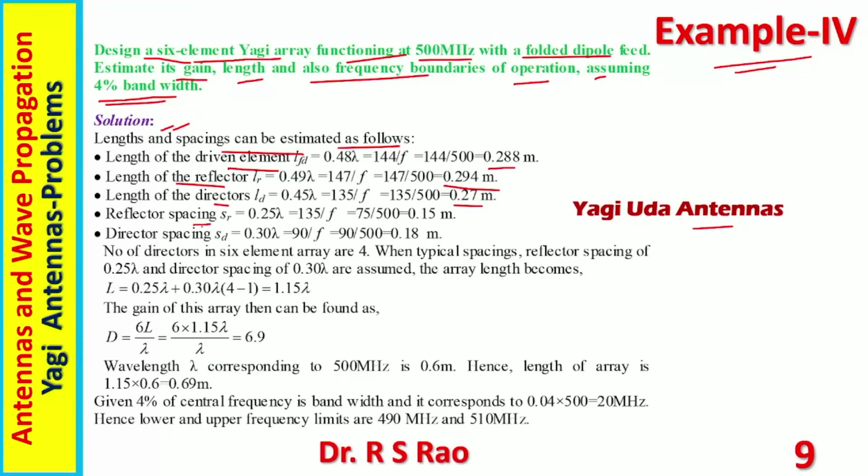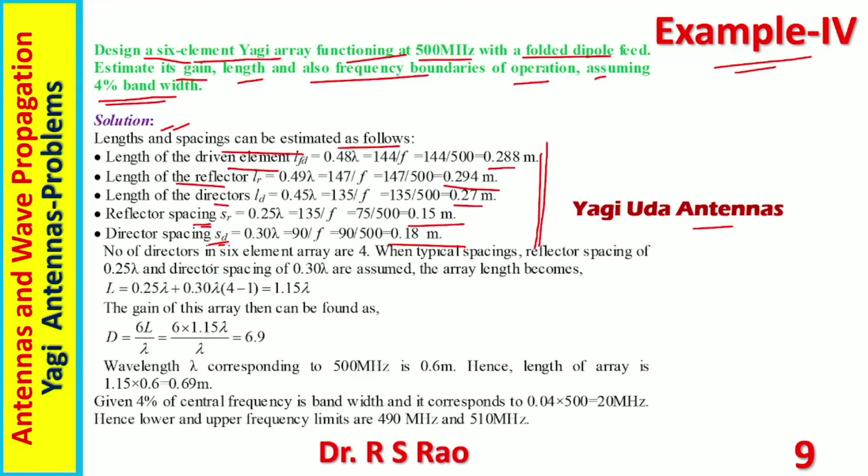Reflector spacing is 135 over frequency. In the present case, it is 0.15 meters. Director spacing is 90 over frequency. In the present case, it is 0.18 meters. So these are some approximate dimensions and spacings of the elements.